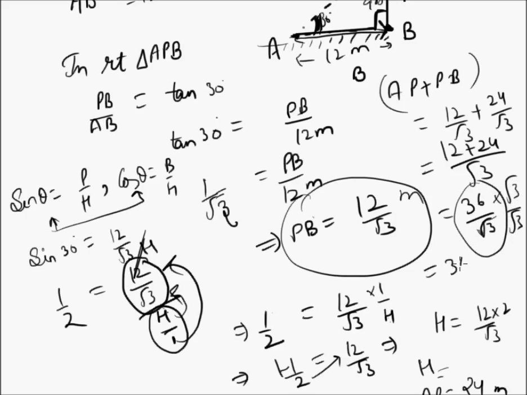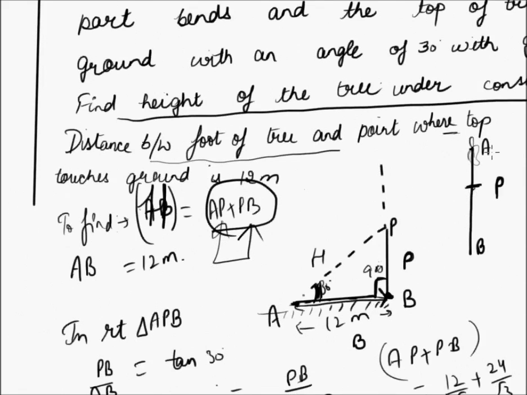So it becomes 36 under root 3, and under root 3 into under root 3 is 3. So we can further cancel 3 and 36, which will give us 12. So it is 12 under root 3 meters. So friends, the height which we have to find out has come out to be 12 under root 3 meters.